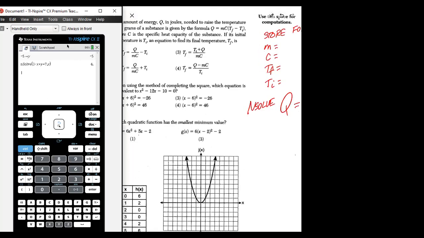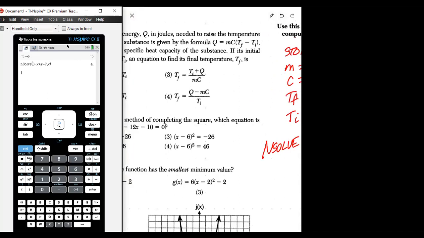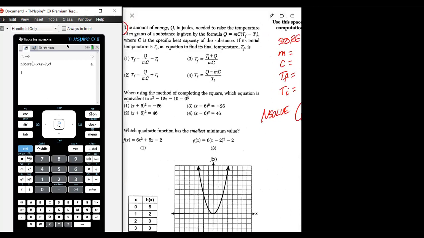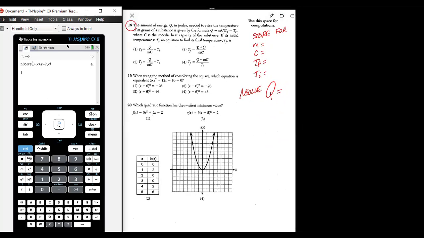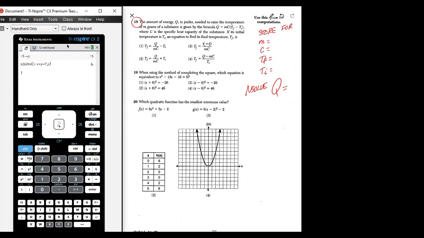So here we go. We got this equation. It's Q equals M times C times the quantity TF minus TI. Now, they want us to get TF by itself and figure out which one of these would be how you would get TF by itself. Since we got a bunch of variables, we have 1, 2, 3, 4, 5, that means we need to get rid of 4 of them. So we're going to get rid of 4, and then we're going to nSolve for 1 of them, and then we're going to store that number.